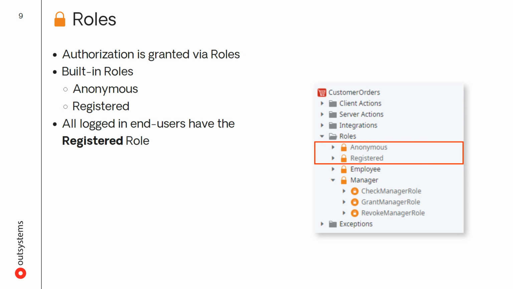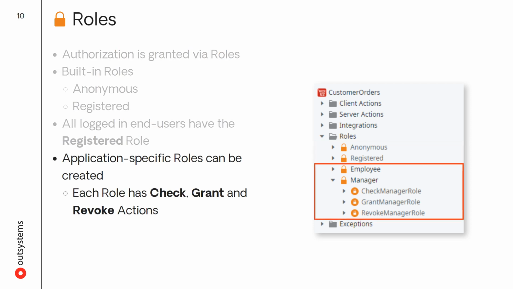Now that we have users, it is important to determine what they can do. In OutSystems, authorization is granted through roles. Roles are elements that we can easily create in our applications in Service Studio. There are two built-in roles, Anonymous and Registered. Any user has the Anonymous role, since it includes anyone that may access our application, even if we don't know who they are. Then, every user that is registered in our Users application has the Registered role, which means any authenticated user with a username and password.